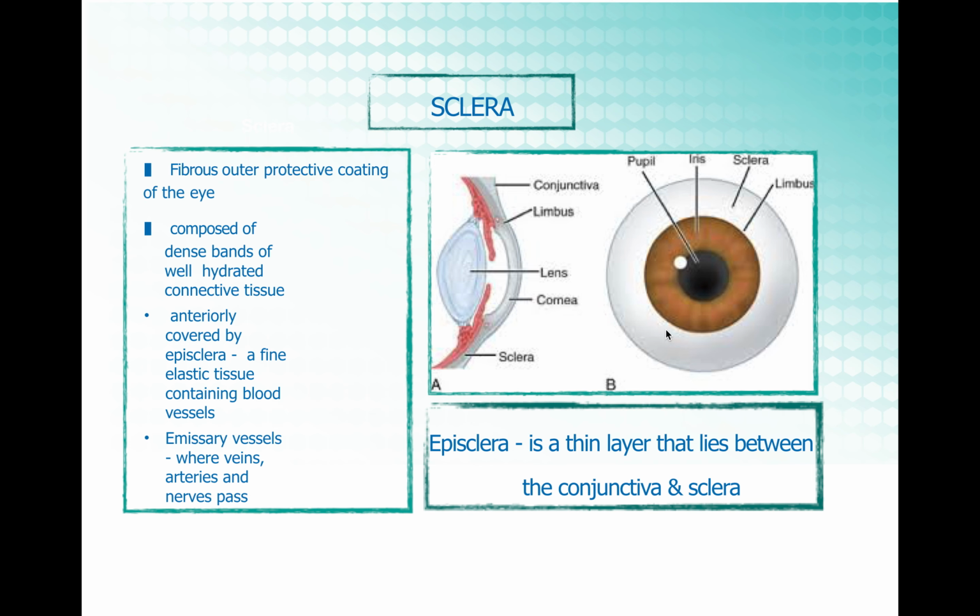Anteriorly, it is covered by the episclera, a fine elastic tissue containing blood vessels. The sclera is mostly avascular, but again, it contains superficial vessels of the episclera and intrascleral vascular plexus. Emissary channels penetrate the sclera to allow for the passage of the arteries, veins, and nerves. These perforations are also potential sites for extraocular extension in cases of malignant choroidal melanoma.